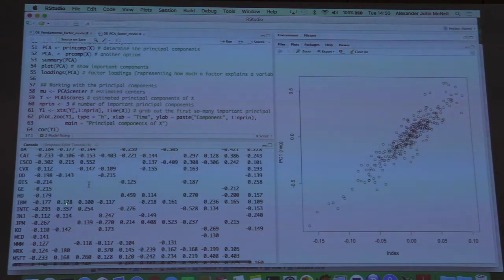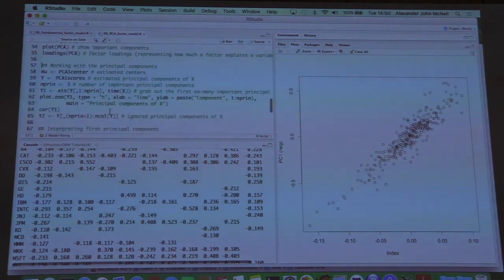IBM, 0.128. Intel, 0.357. Johnson & Johnson, negative. Coca-Cola, negative. Microsoft, positive. It's like a contrast between anything to do with technology and everything else. Okay, so the first one comes out like a contrast between technology. The second one is like a contrast between technology and everything else.